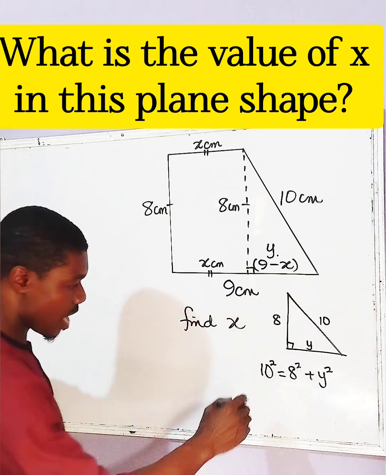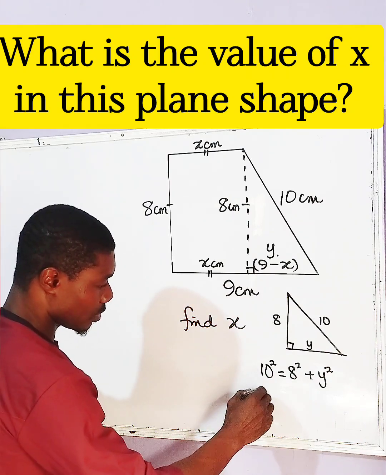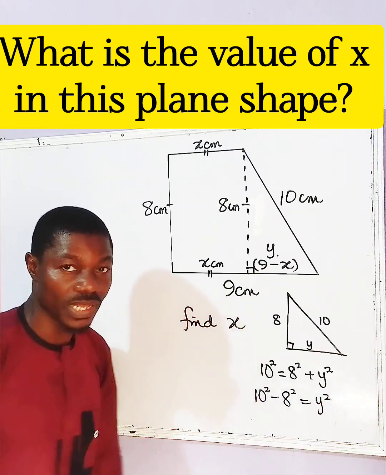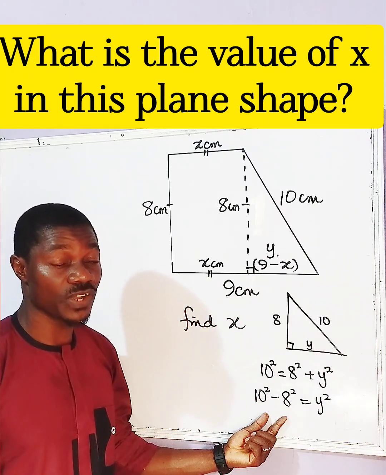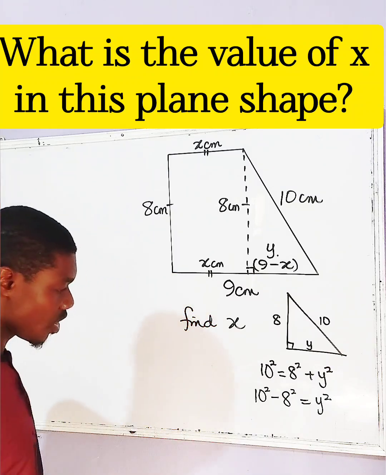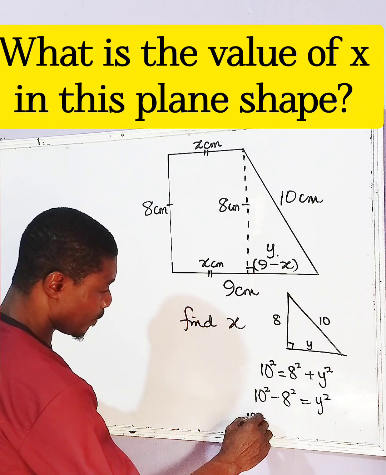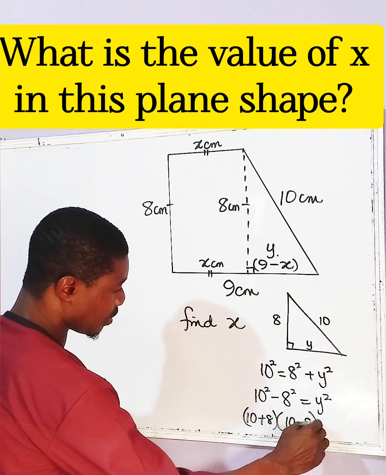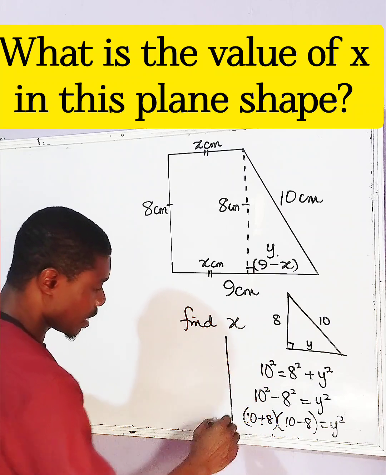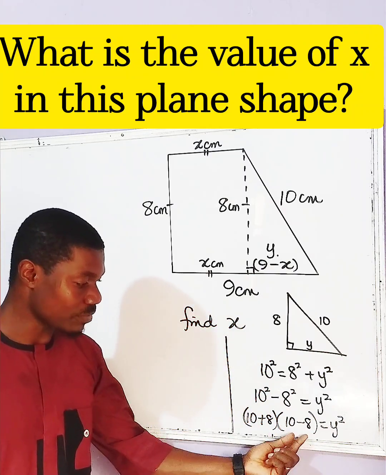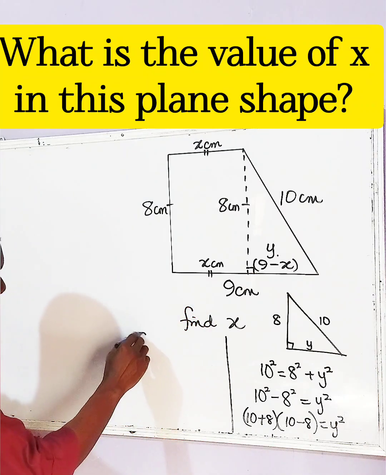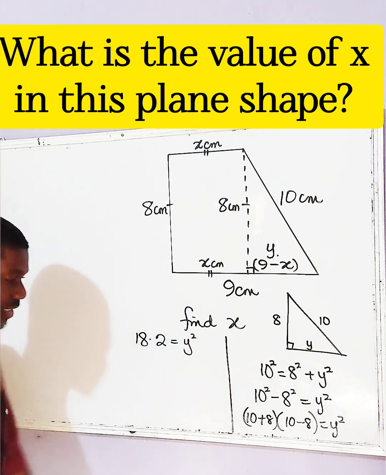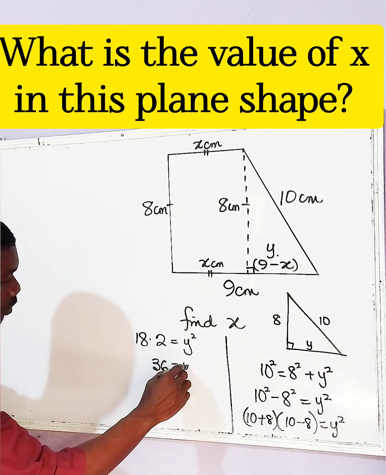So here we have 10 squared minus 8 squared equals y squared. Now if we use the difference of two squares to evaluate this, all we are going to do here is 10 plus 8, then 10 minus 8, all equals y squared. Now this gives us 18 times 2 equals y squared, and this is 36. So here you have 36 equals y squared.